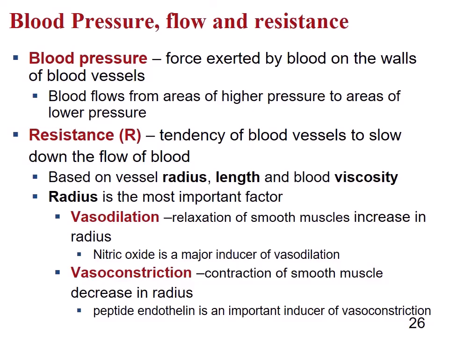So blood pressure is the force exerted by the blood on the walls of the blood vessels, and blood flows from areas of higher pressure to areas of lower pressure. Resistance is the tendency of blood vessels to slow down the flow of blood. This is based on vessel radius or diameter, vessel length, and also blood viscosity.